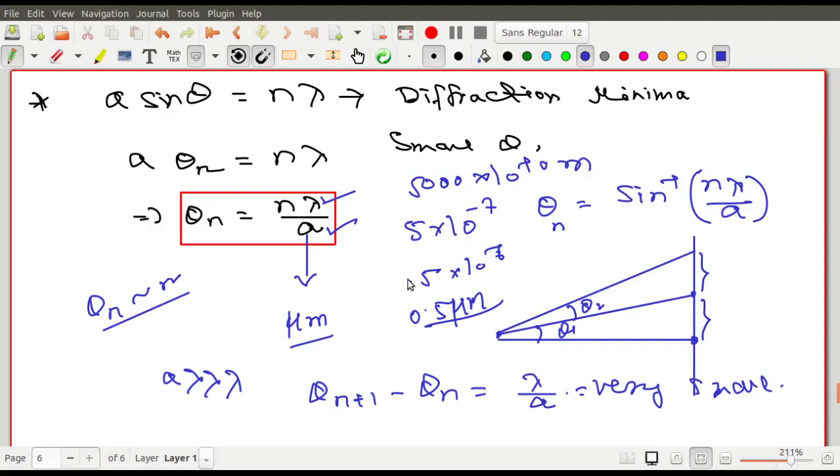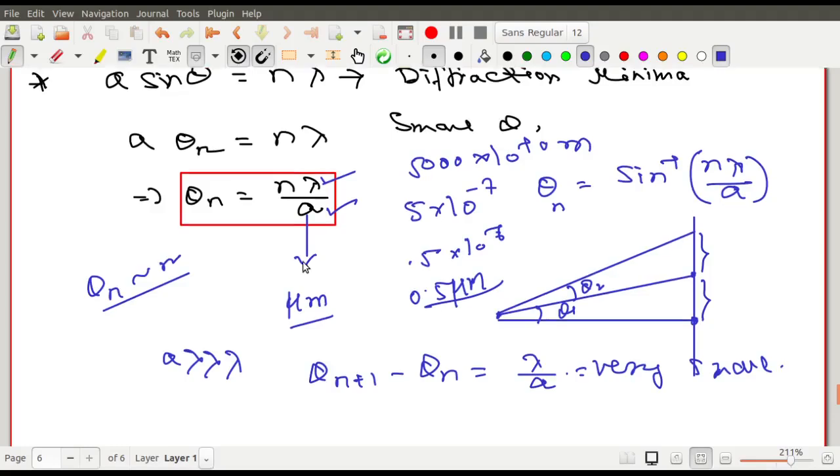I hope that I have been able to make you understand the reason why you will not get it over here. So this much for today's class, and here I will be winding up the lecture. You should read this at home: what happens when a is made smaller. When the slit width is made smaller, if a is decreasing, then what happens?